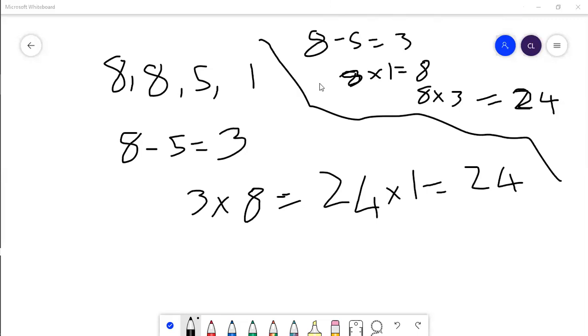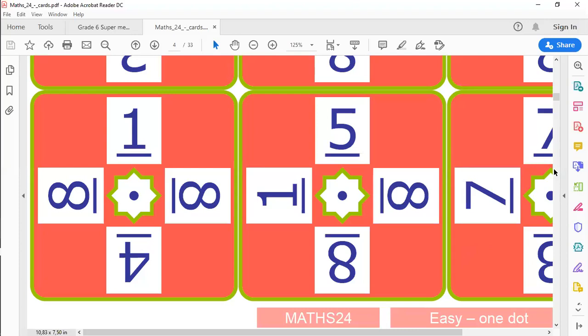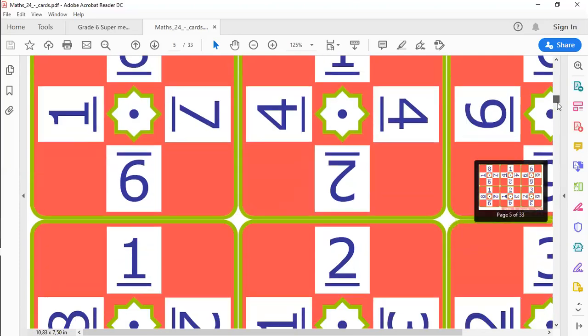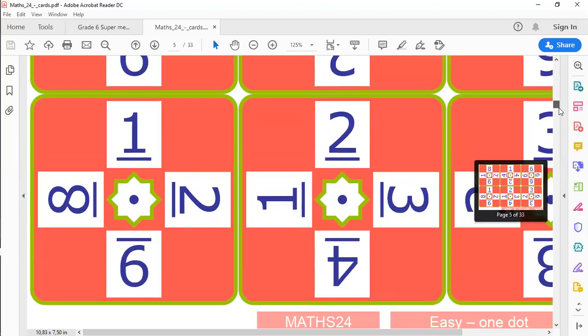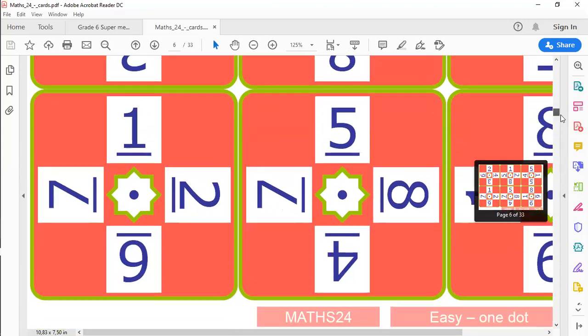Let me give you guys another card. Let's move right along. I wanted to have bigger numbers at least.